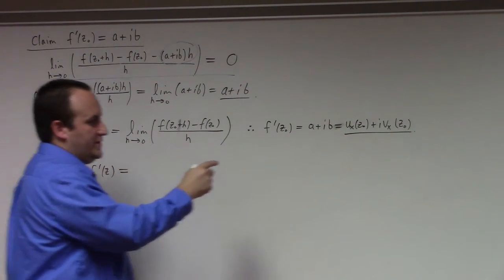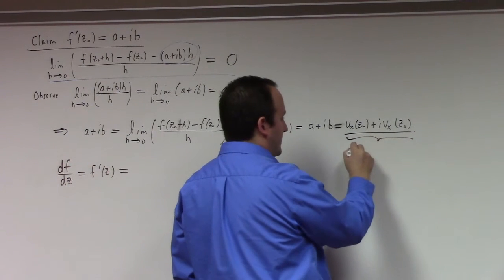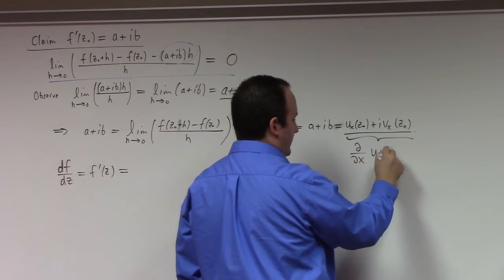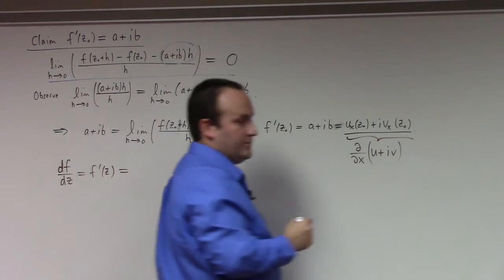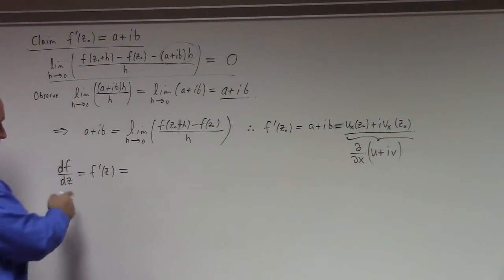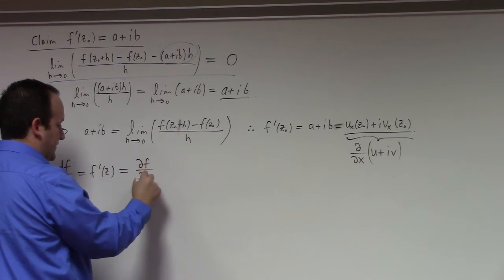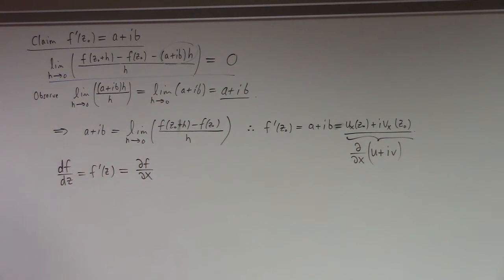Now this you could reasonably define as partial x of u plus iv, at the point z naught. So a reasonable notation, I think you'll know what I mean if I write partial f partial x, meaning that you take the partial derivative of the u and the v component separately and you add them together. Now this is only true if the Cauchy-Riemann equations are true.